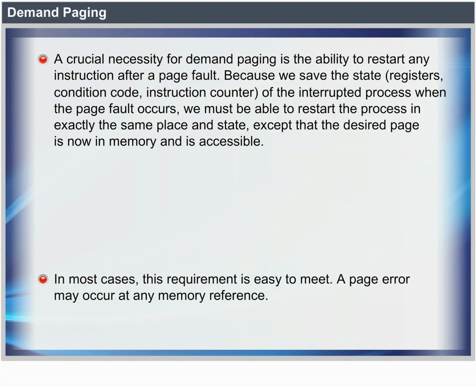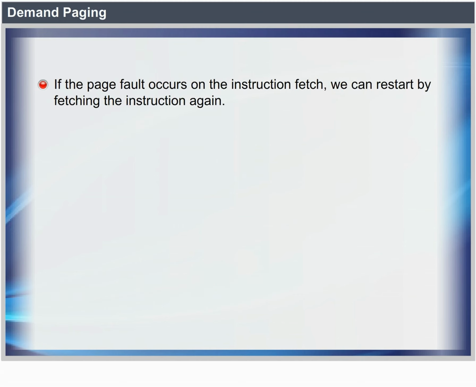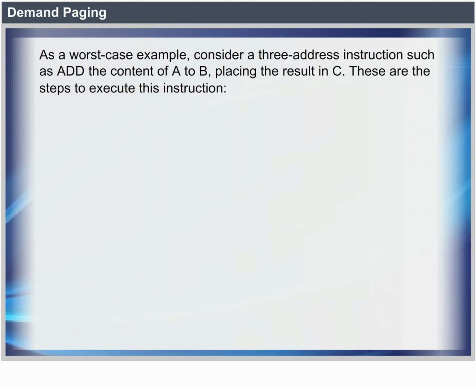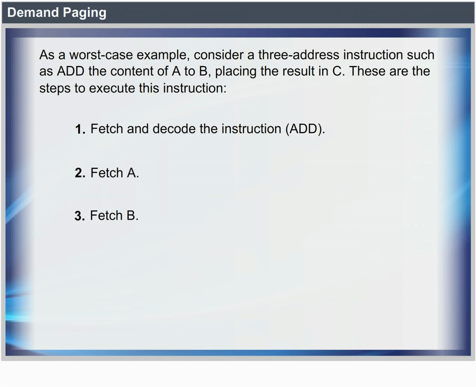A page fault may occur at any memory reference. If the page fault occurs on the instruction fetch, we can restart by fetching the instruction again. If a page fault occurs while we are fetching an operand, we must fetch and decode the instruction again and then fetch the operand. As a worst-case example, consider a 3-address instruction such as ADD the content of A to B, placing the result in C. These are the steps to execute this instruction. 1. Fetch and decode the instruction, ADD. 2. Fetch A. 3. Fetch B. 4. Add A and B. 5. Store the sum in C.